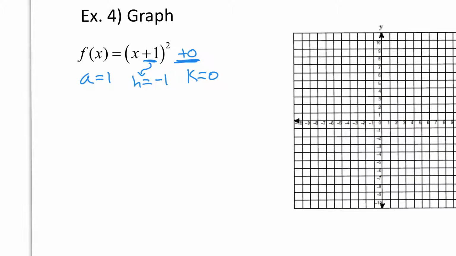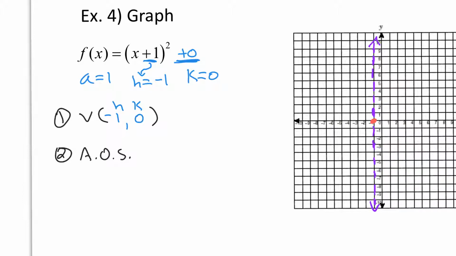But now we need to actually graph the parabola. So step number 1, I'm going to look for my vertex. My vertex is my h and my k. So remember, h is -1 and k is 0. So let's go ahead and plot that point. -1, 0 is right there. Step number 2, I'm going to do my axis of symmetry. It is my dashed line through the vertex. It cuts the parabola in half, and it's going to help us reflect the points on the other side.